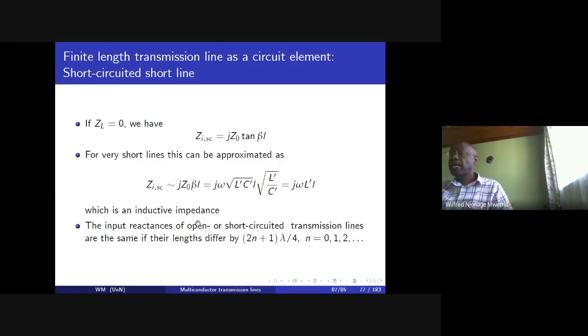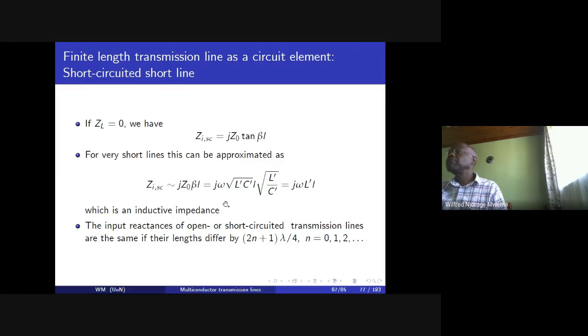So the input reactances of open or short-circuited transmission lines will just be the same if their lengths differ by an odd multiple of lambda by 4, that is 2n plus 1 times lambda by 4, where n is equal to 0, 1, 2, 3, and so forth. And that's the beauty of representing the inductance and capacitance, especially when you're building a filter where you need an inductor and a capacitor.